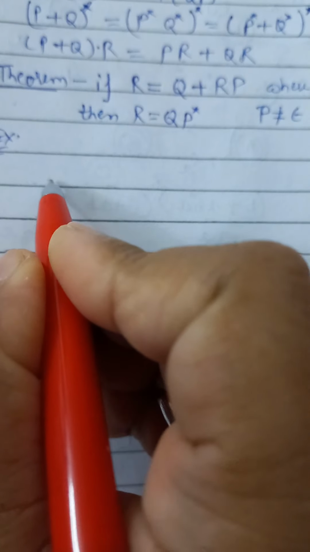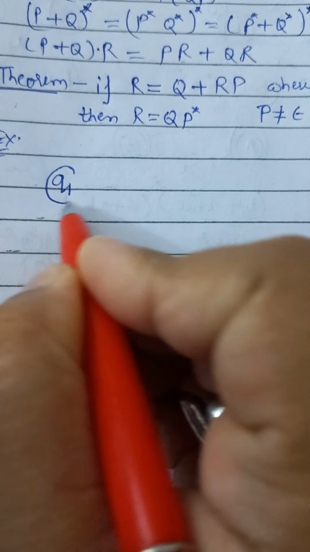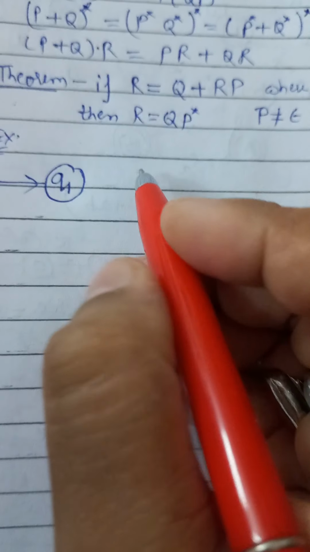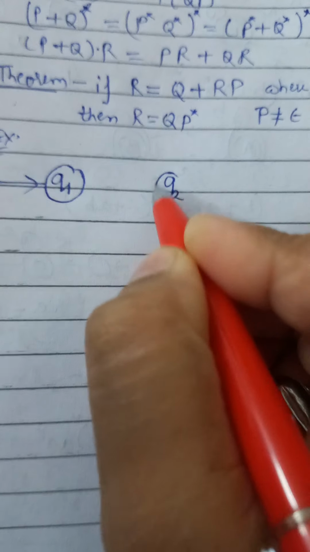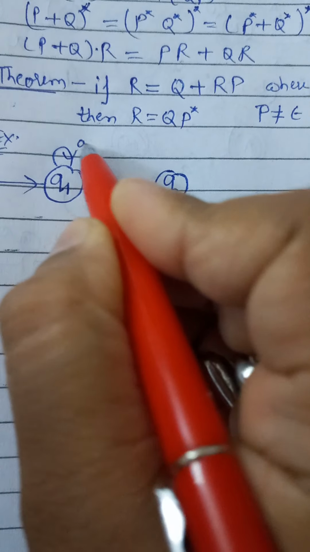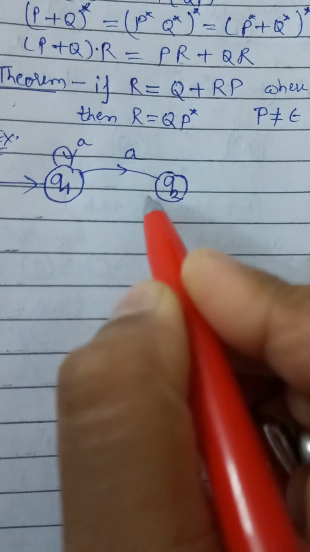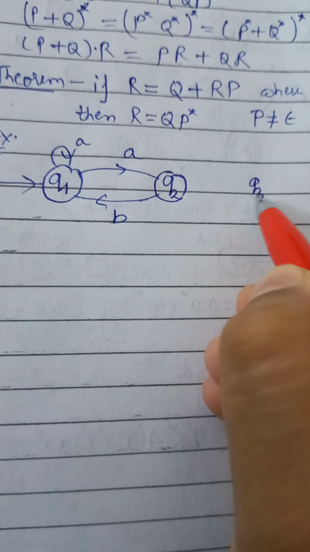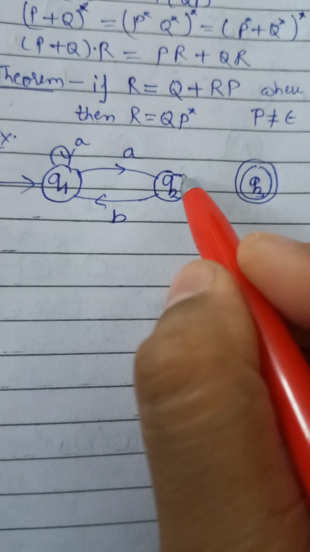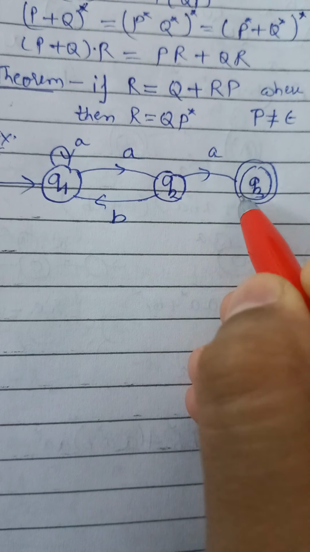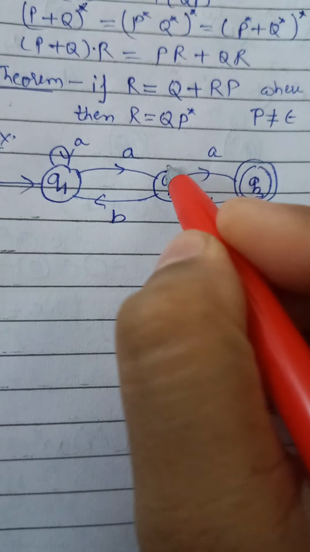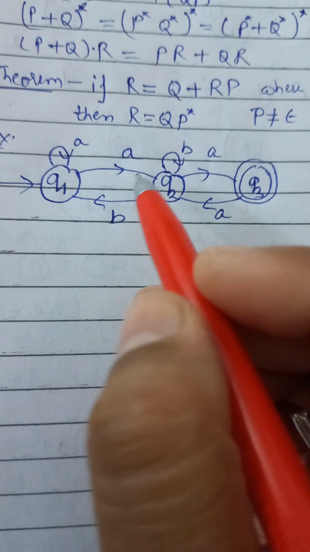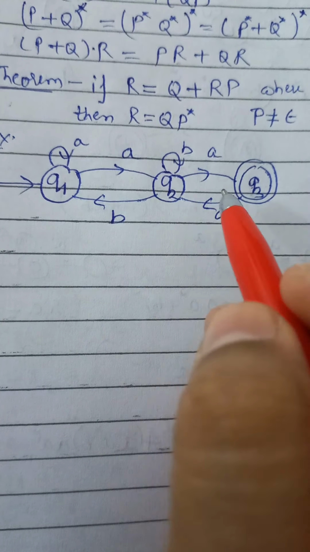So first we take an example to understand it. Suppose we have this machine, or NFA, DFA, whatever. Suppose we have this machine.